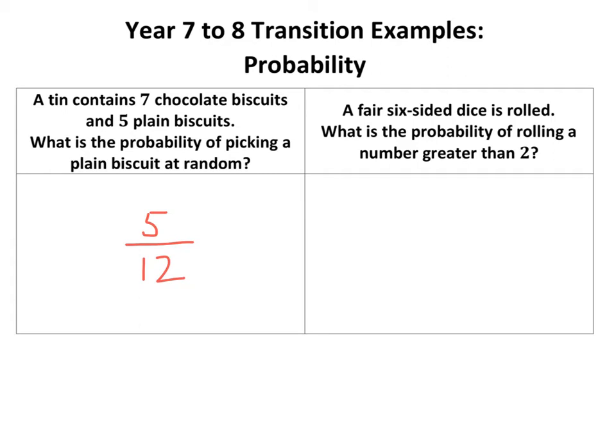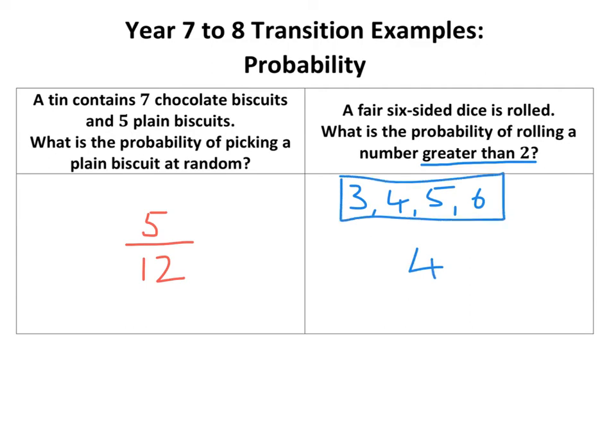Now, a common question I get when this sort of question comes up: a number greater than 2, does it include 2? Well, read it carefully. Read it really carefully. It says greater than 2. So it's got to be bigger than 2. So let's have a look. On the dice we've got 3, 4, 5 and 6. So there are 4. They're the ones we can get. That's what we're after. 4 out of 6.